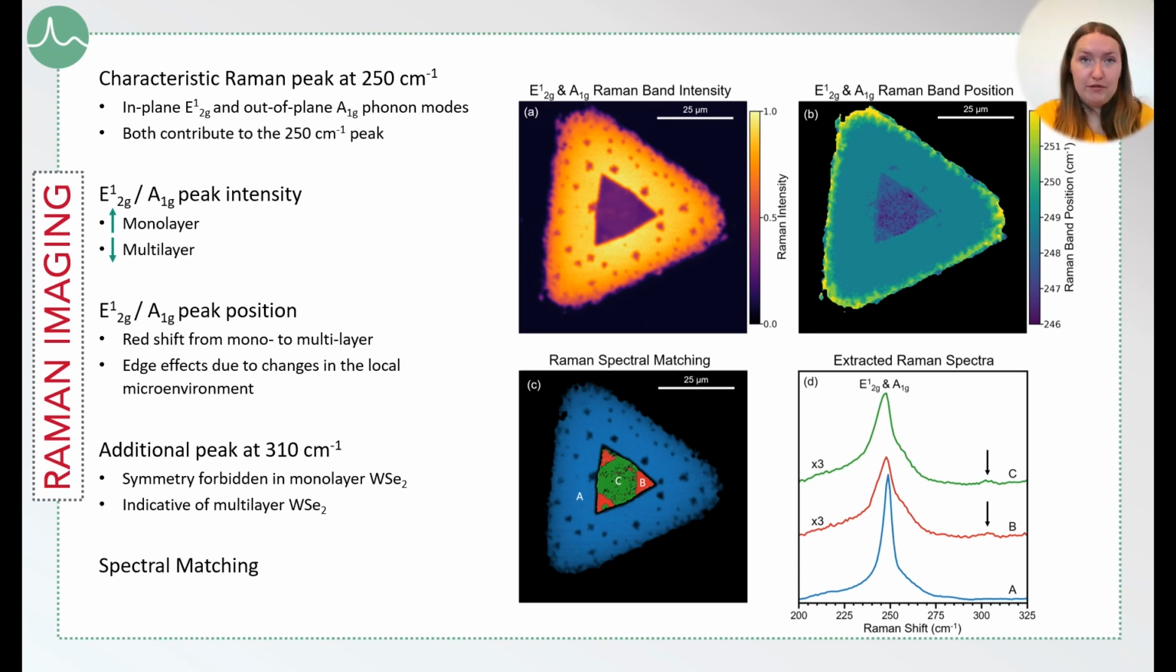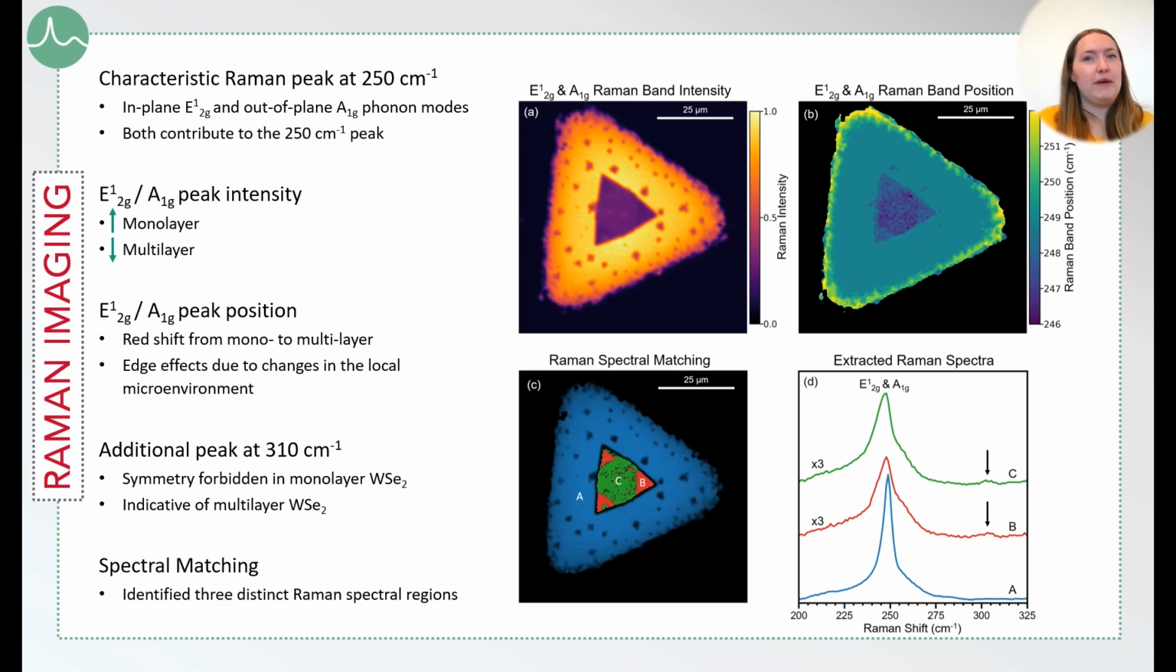So using Ramaco's spectral matching, we can summarize there are three distinctive Raman spectral regions. We have monolayer tungsten diselenide, which is highlighted in the blue color in figure C. And then we have the inner area, which can be determined to be multilayer due to its emergence of peak at 310 wave numbers, which is labeled in the spectra on the right-hand side of the image. However, it's showing us two areas of multilayer tungsten diselenide due to a slight difference in peak shape.